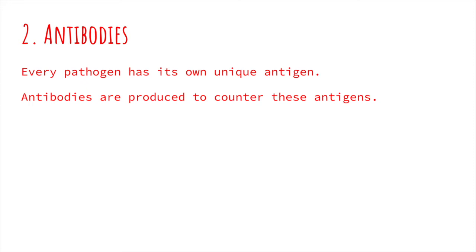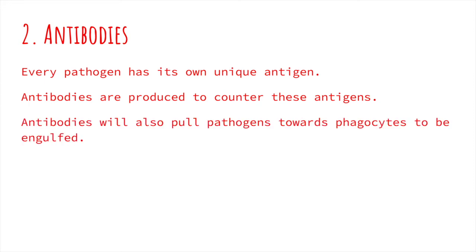They lock onto them and they stop them producing those toxins. They stop them making you any iller. And then these antibodies pull that pathogen towards the phagocytes so that they can be engulfed. So these do 2 things. They stop the antigens making you sicker, and then they pull the entire pathogen into a phagocyte to be engulfed.